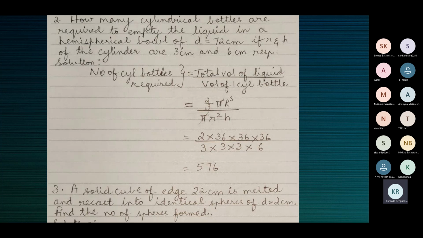200 by 4. Same thing here: volume by volume. The total number of apples by the number of apples in one basket.